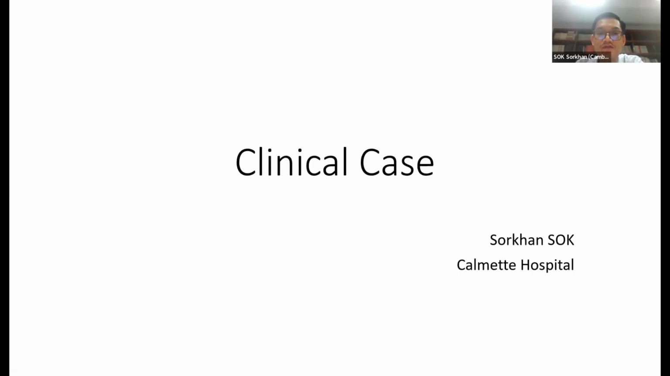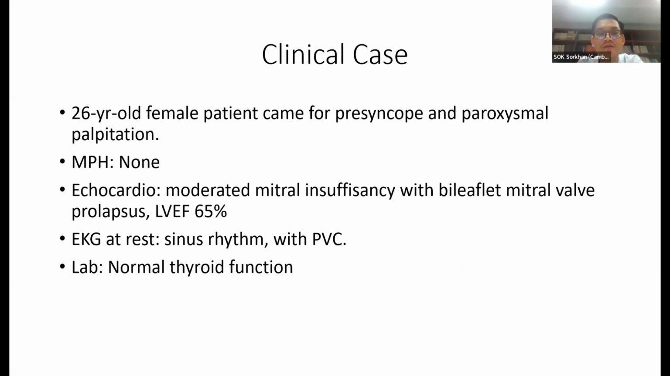So I have one case that we did with Dr. Chun Hong maybe a year and a half ago, for a young lady. A 26-year-old female patient came with pre-syncope and paroxysmal palpitation. No history. We did an EKG. We saw a sinus rhythm with a lot of PVCs from the left side. And we did the heart ultrasound. We saw moderate mitral insufficiency with bileaflet mitral valve prolapse, with a normal LV ejection fraction and normal thyroid function.